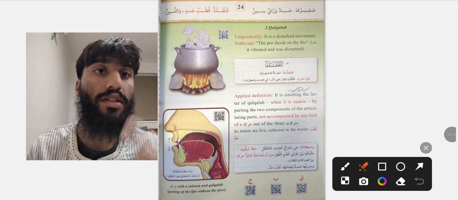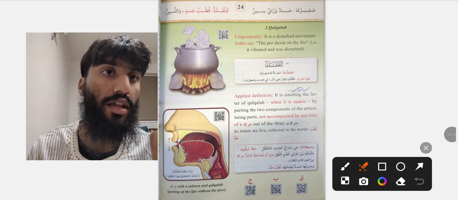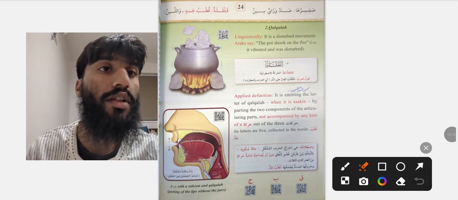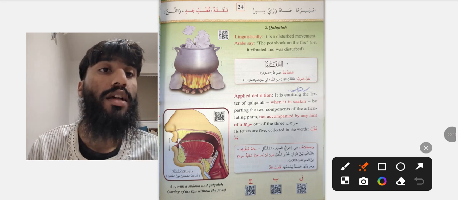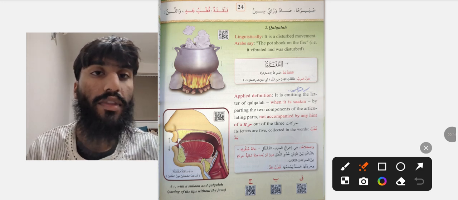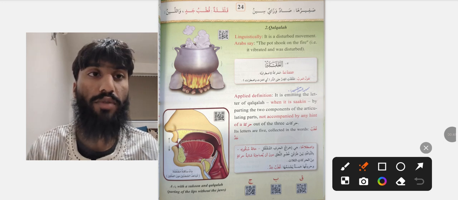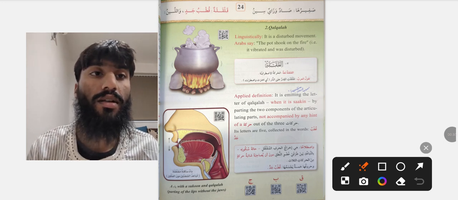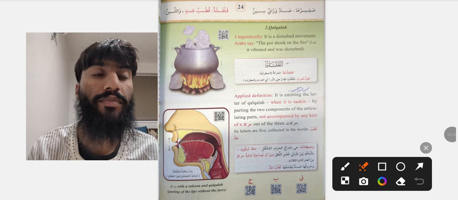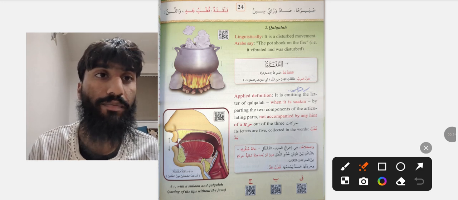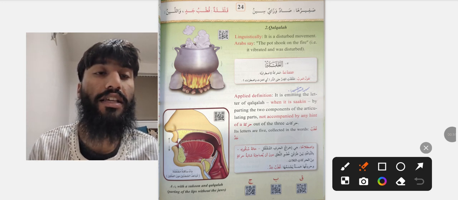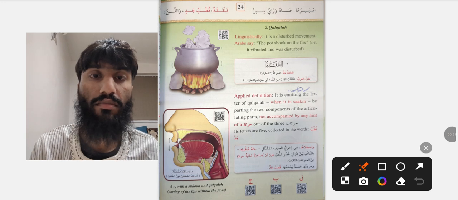So, qaf, ta, ba, ja, jim, and dal. Those letters. Now, let's get into it. Qalqala. What is it? Linguistically, it means something that is disturbed in moving. For example, the Arabs used to say, تقلقلت القدر على النار. The pot shook on fire. I.e., it was vibrating. It's disturbed.